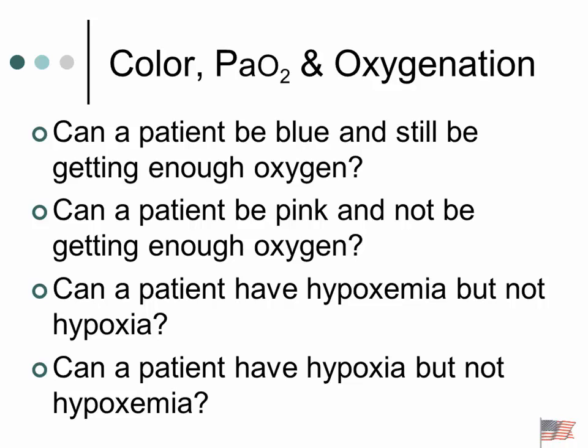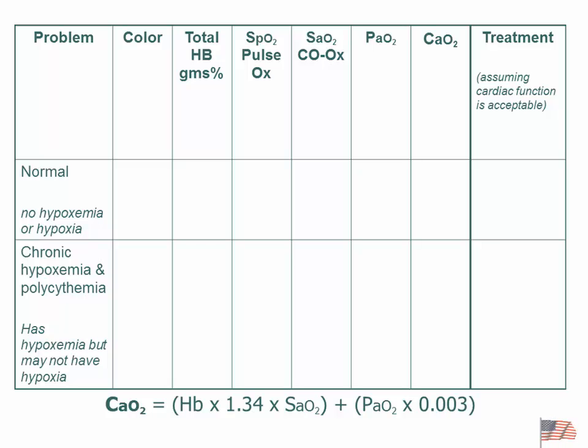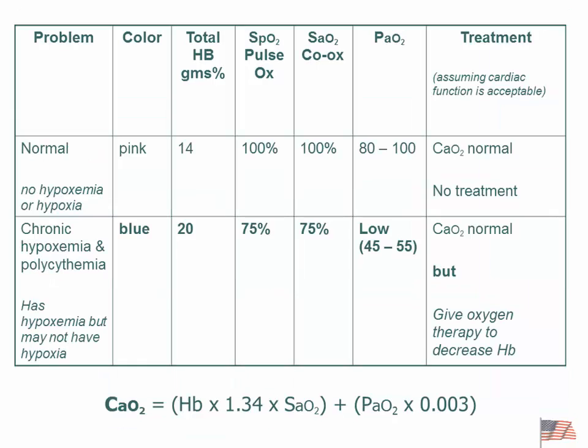Can a patient have hypoxemia but not be hypoxic? The answer is yes. Can a patient have hypoxia but not have hypoxemia? And the answer is yes. So let's go through these. And this is a chart that is looking at various things and how we treat them. And let's start off with our first one, a normal patient.